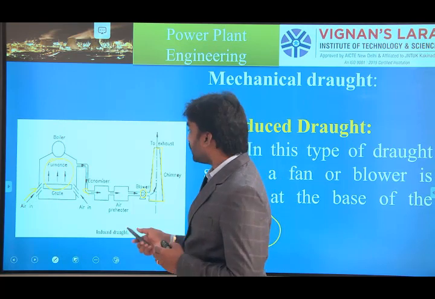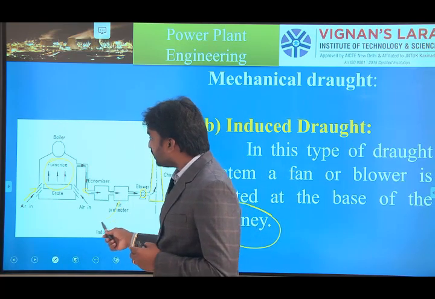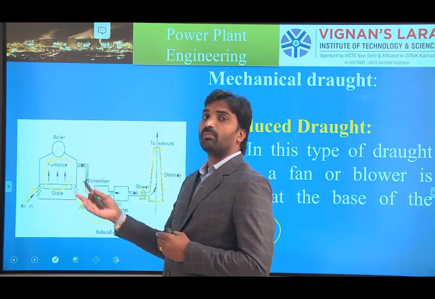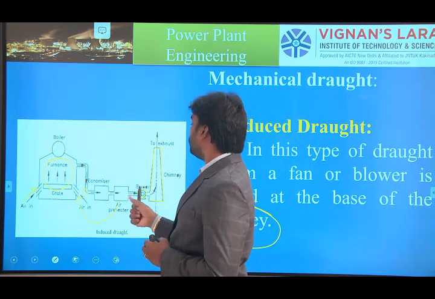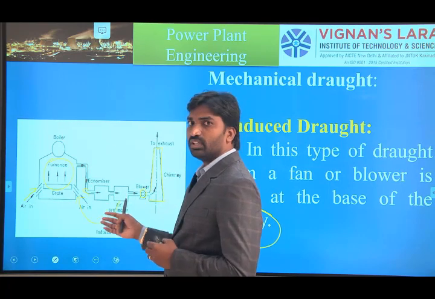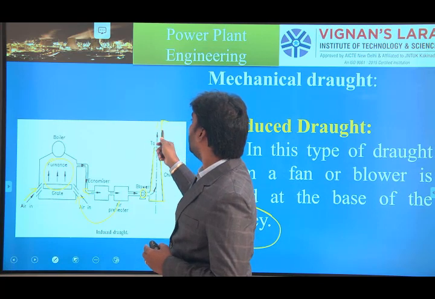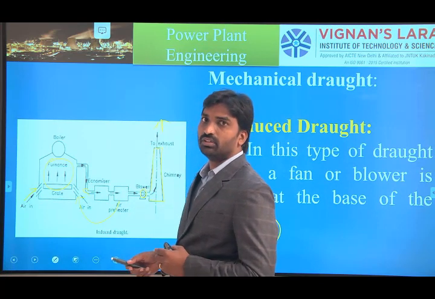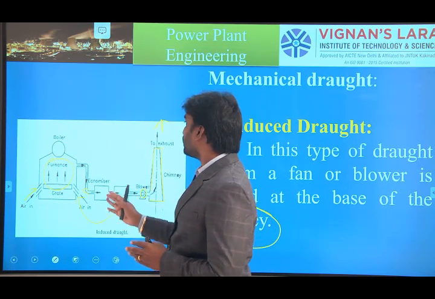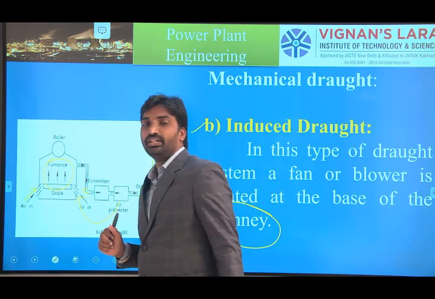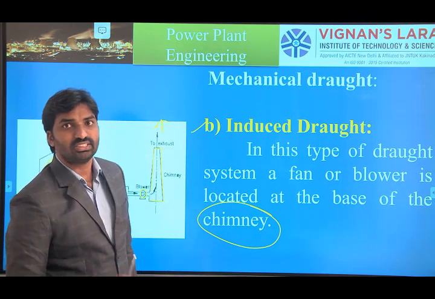After the air is heated, we can send that air again into the furnace, which gives a higher combustion rate. And here, high pressure moves towards the low pressure zone, that is the atmospheric point. Okay, so this is the working of an induced draft mechanism. Induced draft mechanism. Okay, is that clear?